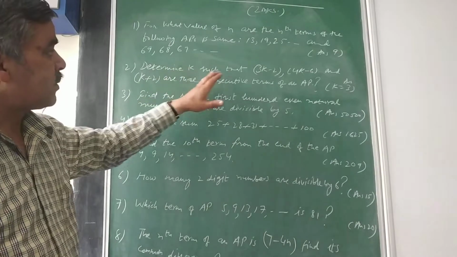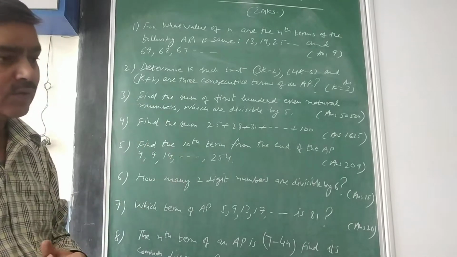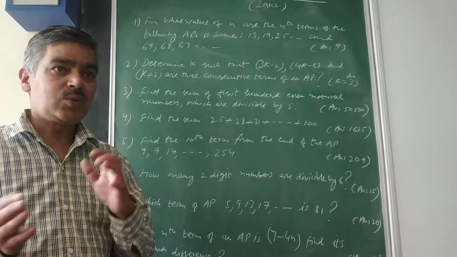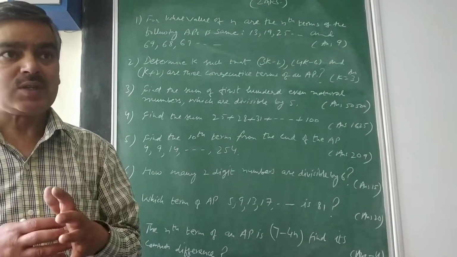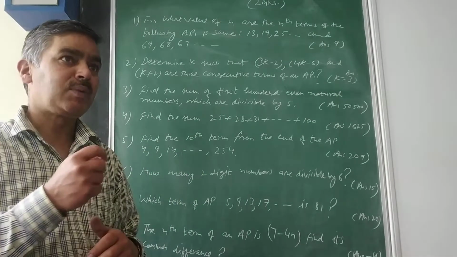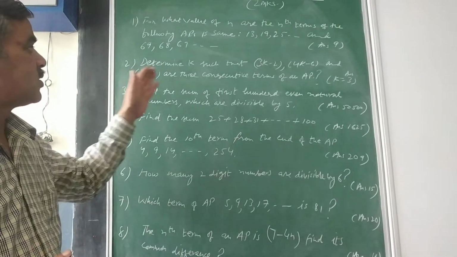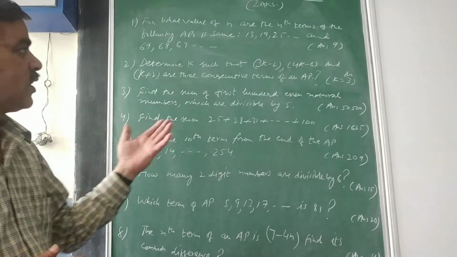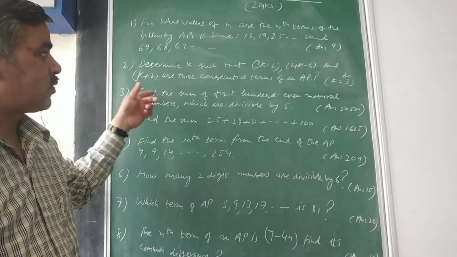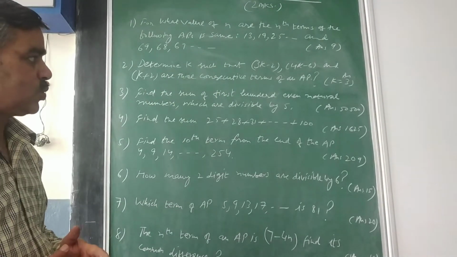Second question is, determine k such that 3k minus 2, 4k minus 6 and k plus 2 are 3 consecutive terms of the AP. I hope you all remember when I started this topic I said, to identify whether a sequence is an AP, we have to check that second minus first is equal to third minus second. Here these 3 are consecutive terms of AP. So get the value of k by using that concept. If you solve that, a linear equation in one variable will be there, and check whether k is coming equal to 3 or not.